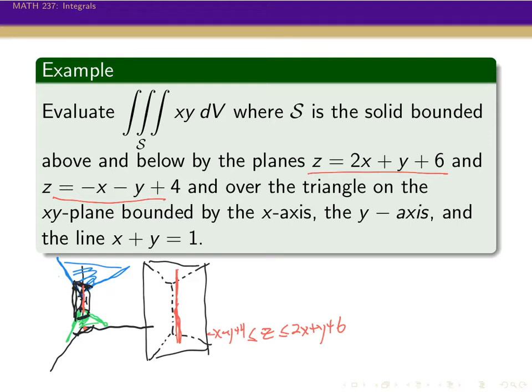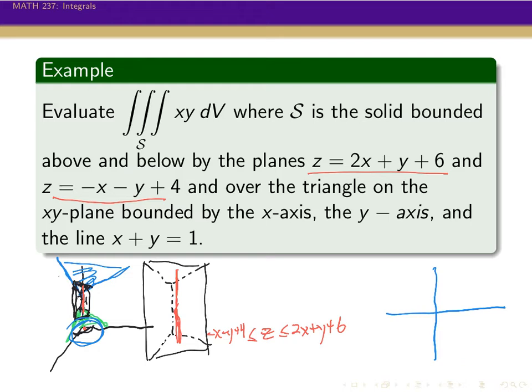Okay. And so for any z value over that region, these are the z values that we're going to integrate over. Now let's focus in on this region on the xy plane. And so I'm going to draw it, rather than in 3D, draw it in 2D on the xy plane.